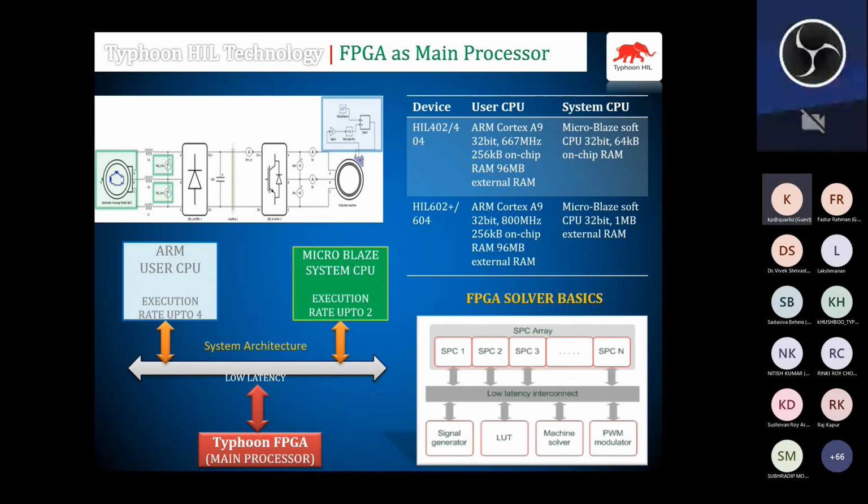So when I talk for Intel processor, there they are having CPUs as the main processor. The main processor is CPU there, and the secondary processor is FPGA. But in our case, in Typhoon Hill, we are having FPGAs as the main processor and CPUs as the secondary processor.